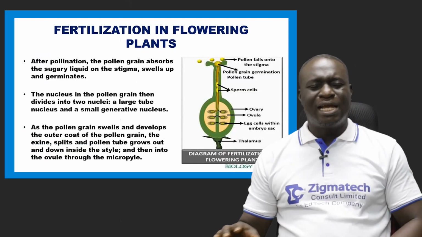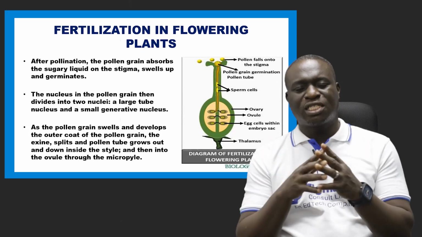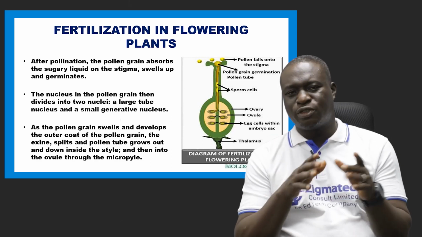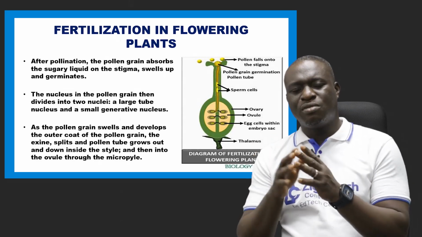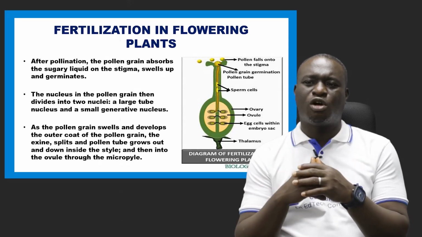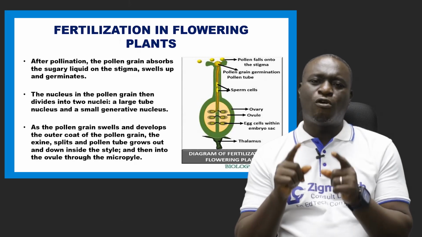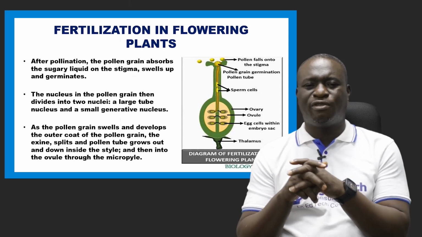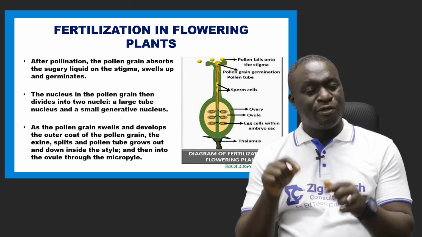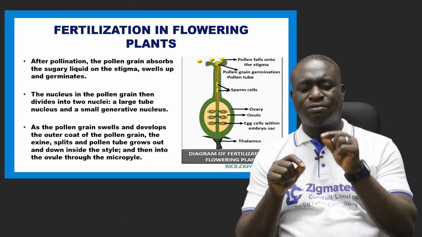All right. Now let's move from the structures, since we have now noticed the structures of both the male sex cell and the female sex cell in flowering plants. Let's proceed to the process of fertilization in flowering plants. Before fertilization takes place in flowering plants, pollination must have taken place.